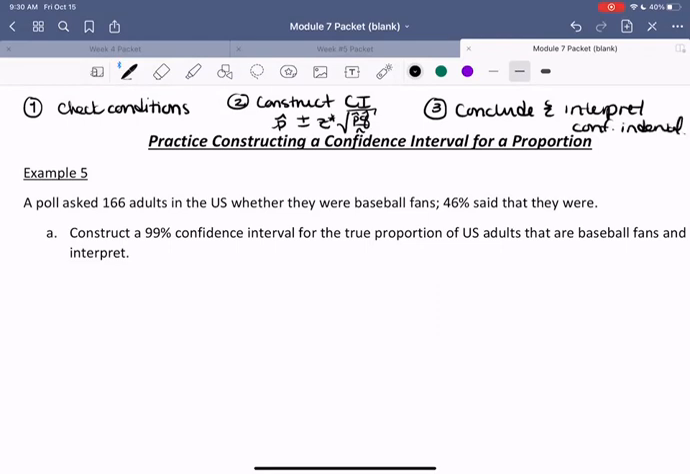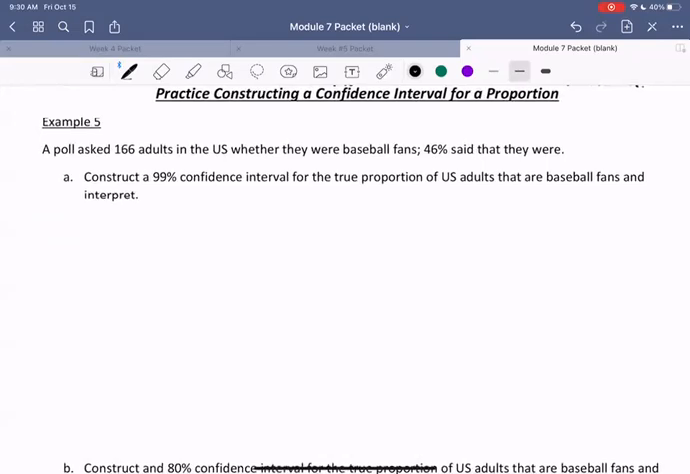All right, so now let's look at this example 5. For example 5, we are told that a poll asks 166 adults in the US whether they were baseball fans. Of these 166 people, 46% said that they were. Part A says construct a 99% confidence interval for the true proportion of US adults that are baseball fans, and then interpret.